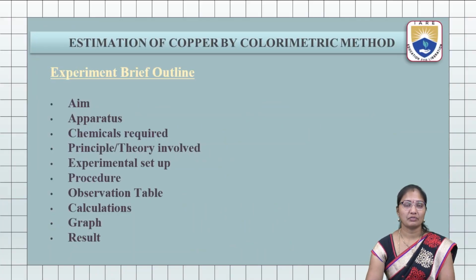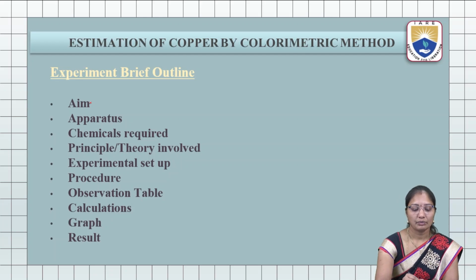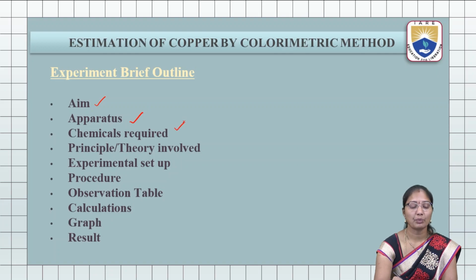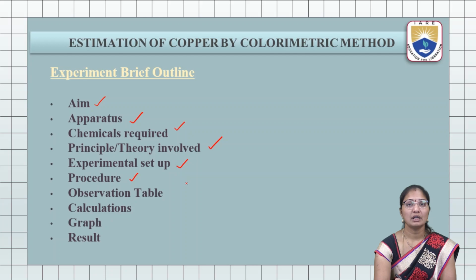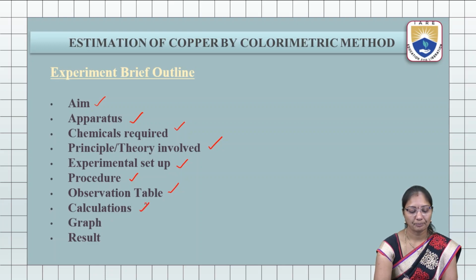So, the brief outline of this experiment is: the aim, the apparatus which we are using, the chemicals required to do the experiment, the principle or theory involved in the estimation of copper concentration, the experimental setup or the instrument which we are using, the procedure we are following, the observation tables or readings from the instrument, the calculation part, and the graph, followed by the result.